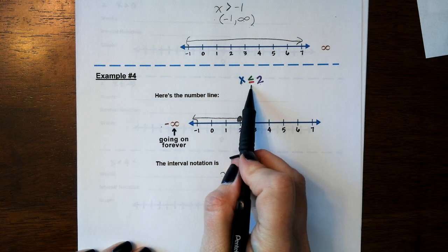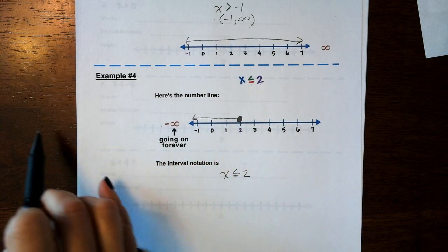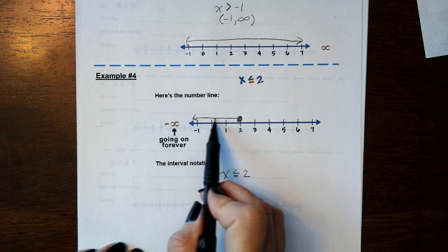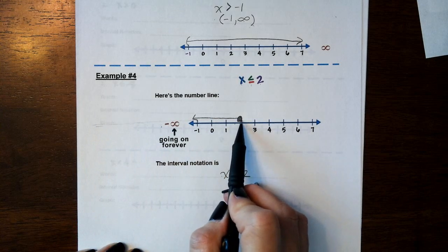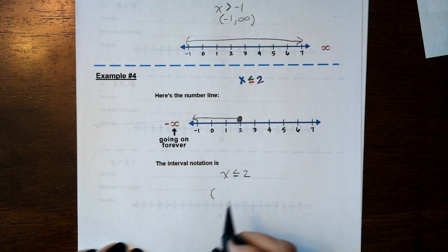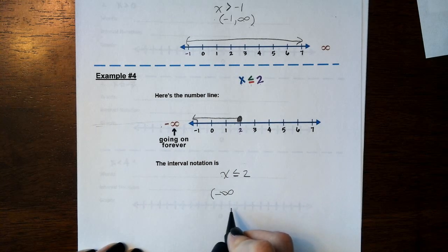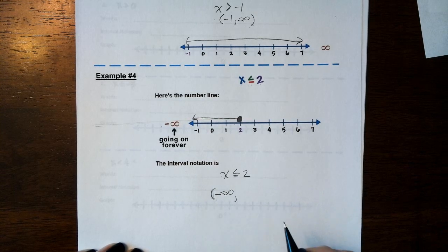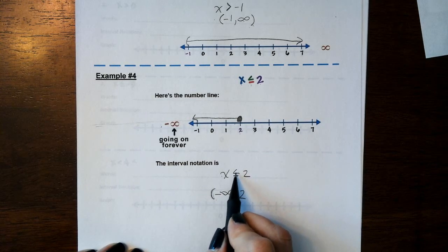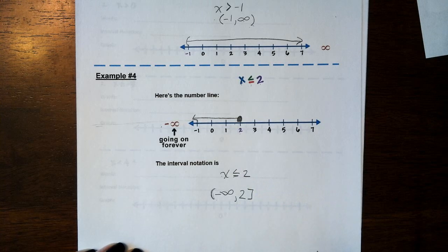Whenever you have less than, don't think of it as 2 and everything less than that. Think of negative infinity stopping at 2. Going from negative infinity and then stopping at 2, and that's how we write it. If you have a less than, negative infinity comes first. And again, parentheses anytime you have infinity. Comma for your ordered pair, 2. And since this is a less than or equal to, it would be or equal to. And so that's how you would write the interval notation for this one.